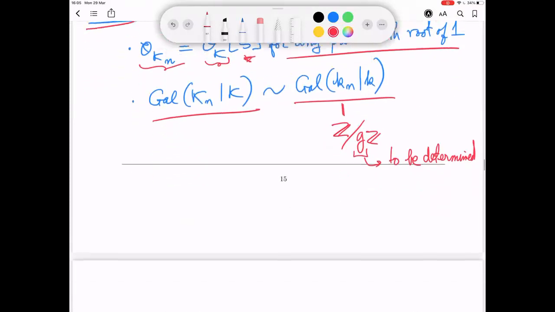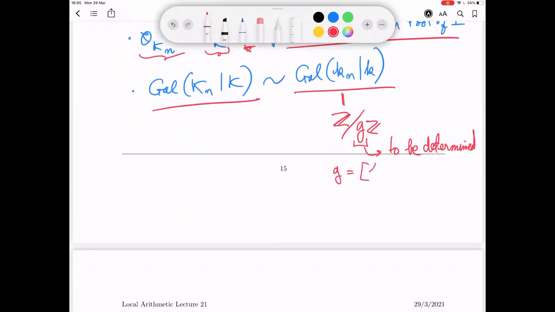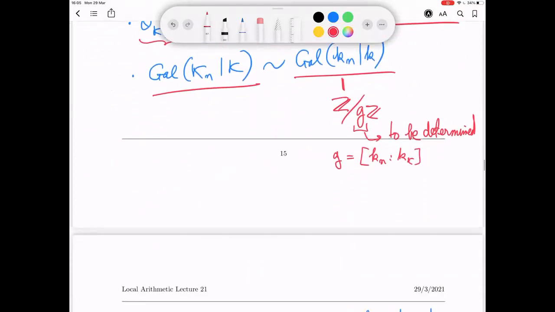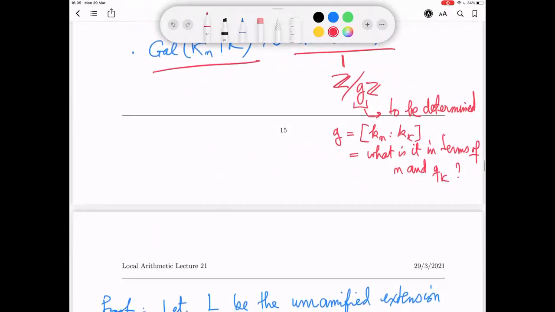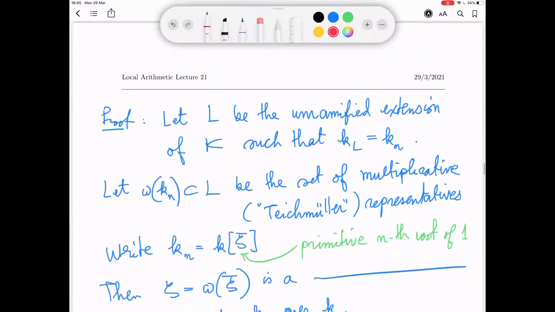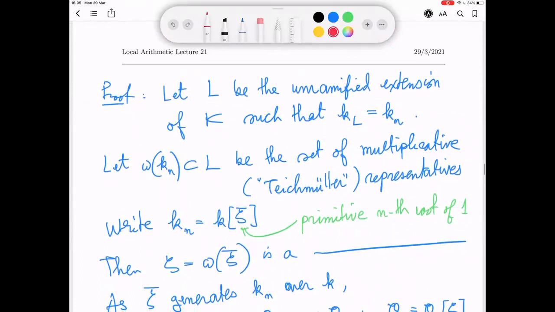Of course, this order g is equal to the degree of k_n over k. But what is it in terms of n and q_k? This we will find out. Okay, so here's the proof.